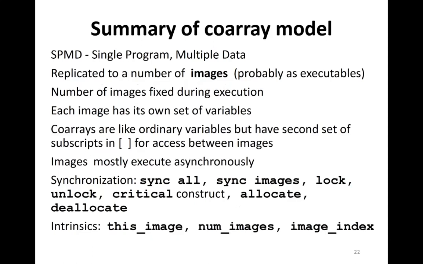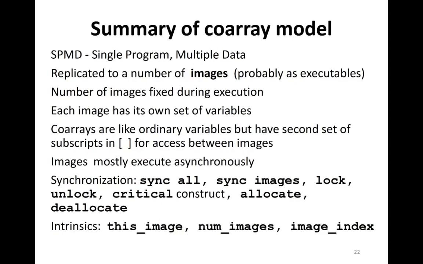Well, I thought this afternoon I'd mostly talk about coarrays. So here's a quick summary of what coarrays look like. It's single program, multiple data. So the idea is the program is replicated a certain number of times. And we talk about images because that's the replication of the program. Normally it will be the .o file that's actually replicated, so exactly the same program is sent to each image. An image may be a core, might be a node. It's usually a core, but it doesn't necessarily have to be. The number of images is fixed during execution.